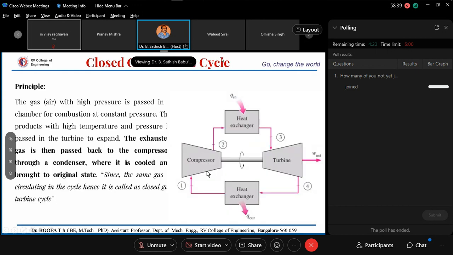So now here in closed cycle, we have an added component. You can see at the output, the exhaust gases are not let out to the atmosphere. Instead, they are taken into a heat exchanger, where they give off the heat and are again circulated to the compressor. So that is why the same working fluid is going to be recycled. The same working fluid is going to be reused in this entire process. That is why it is called closed cycle gas turbine.